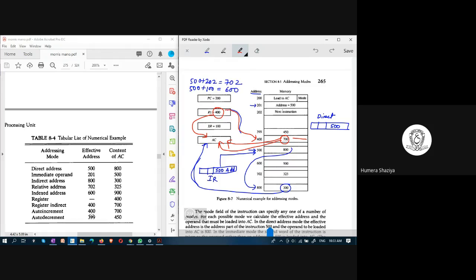Auto increment: 400 would become 401. Auto decrement: 400 would become 399. This should be 401, auto increment. Auto decrement is 399.